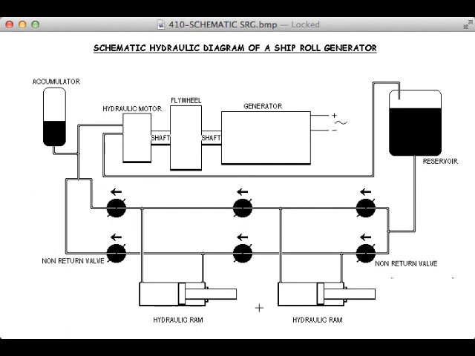Okay, so this is the diagram of the hydraulic system. Here are the hydraulic rams. They're the ones which are coloured yellow in the ship. And oil is here in the hydraulic ram and here in the hydraulic ram. So whether the hydraulic ram is moving this way or this way, it's compressing oil. These are one-way valves here, so the oil has to be compressed and sent to the hydraulic motor, and the hydraulic motor drives a shaft which drives a flywheel, and the flywheel drives a generator which makes electricity.